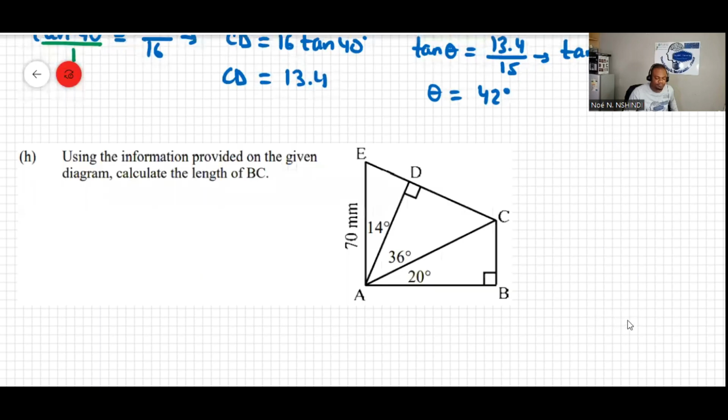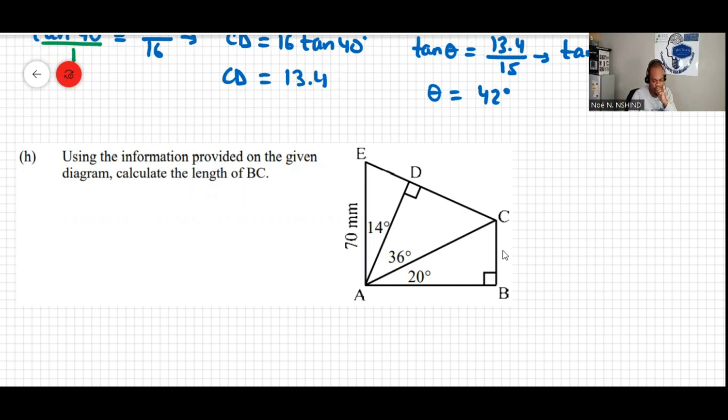H. It says that using the information provided on the given diagram, calculate the length of BC. All right. We have the question here, question H. It says that using the information provided under the given diagram, calculate the length of BC. All right, when I look at BC, it's over here.